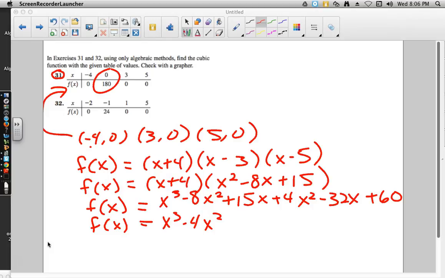All right, so we have our x cubed, and then negative 8x squared plus 4x squared will give you negative 4x squared.